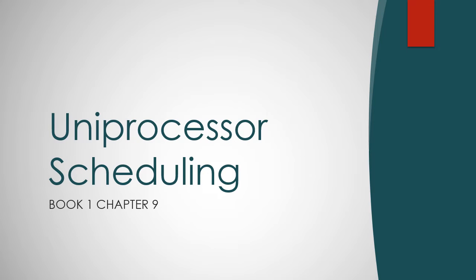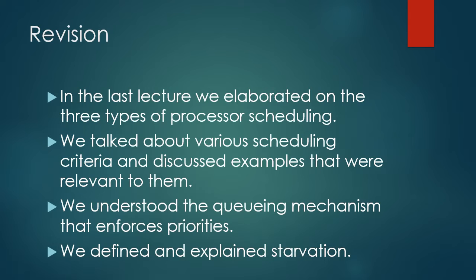We continue the chapter called Uniprocessor Scheduling. Please refer to chapter 9 of the book by William Stallings. In the last lecture, we elaborated on the three types of processor scheduling. We talked about various scheduling criteria and discussed examples that were relevant to them. We understood the queuing mechanism that enforces priorities. We defined and explained starvation.